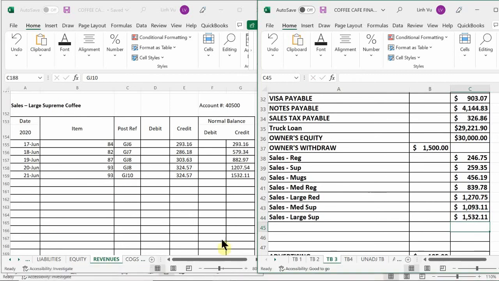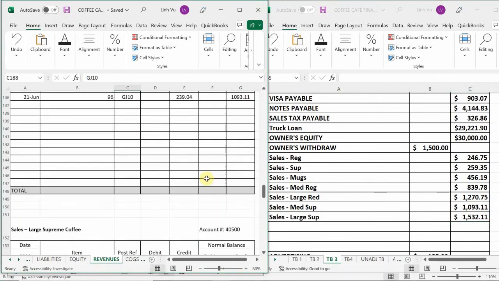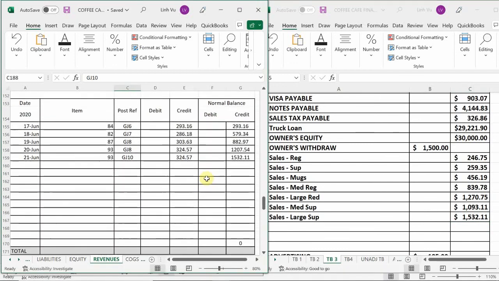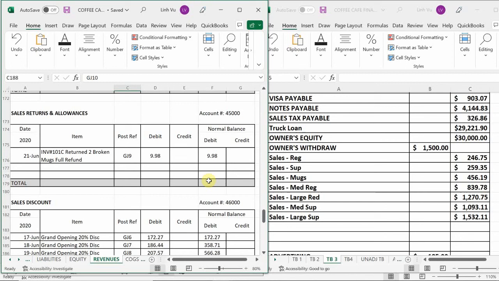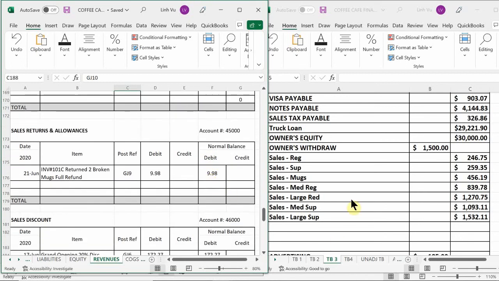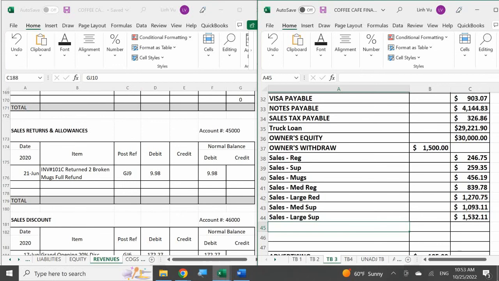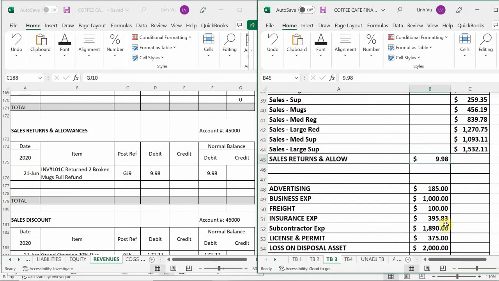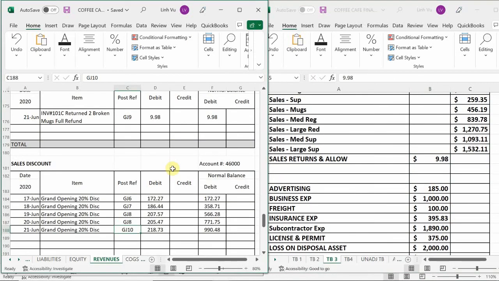Okay. So I got two 11s in here. Okay. What's my next account here? Sales returns and allowance. Okay. Sales returns and allowance, which is a debit balance of $9.98. Okay. What's after that?